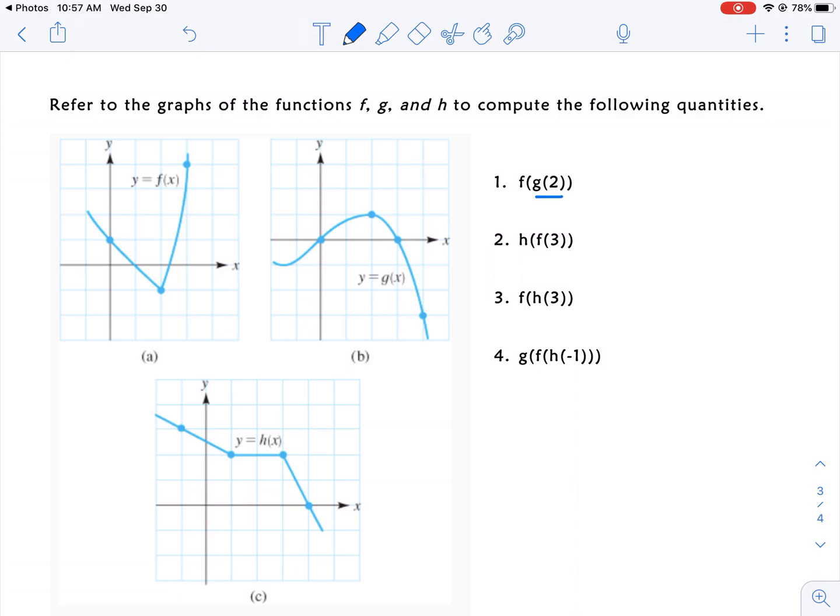If I go to my g function, and here's my f, my g, my h, if I go to my g function and input a 2, what comes out is a 1, that y value. So I'm going to rewrite this as f of 1. So now I go to my f function. If I plug in 1, what comes out? Well, that would be 0.